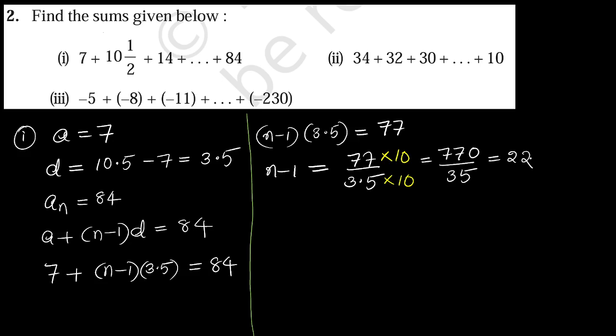So I got n minus 1 is 22, or n equal to, the minus 1 taken to the other side, n equal to 23. I got the value of n. There are 23 terms.